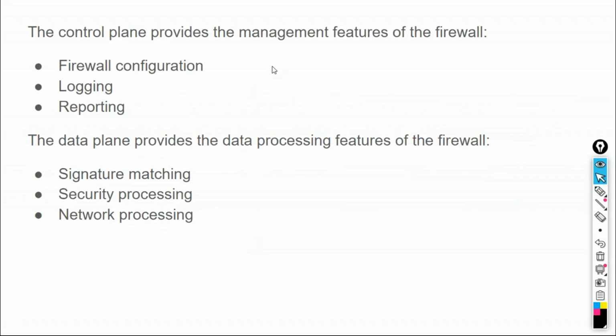The control plane provides the management features of the firewall. That means firewall configuration, logging, and reporting. These three that we perform are on the control plane. The data plane provides the data processing features of the firewall. That means signature matching, security processing, and network processing.